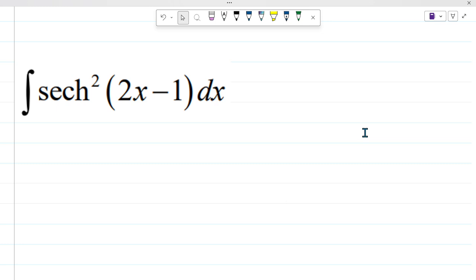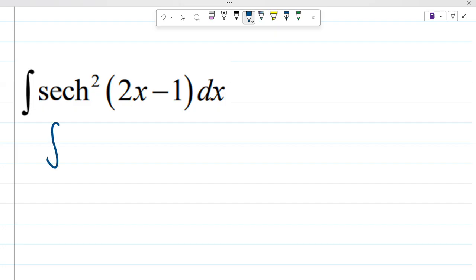So you ask yourself, is there something that was ever differentiated for me to get hyperbolic sec squared? Hyperbolic sec of something squared is there. Yeah, it's there, of course, right? So for us to be able to integrate this, we only need to make sure that we have the derivative of the argument next to this hyperbolic function. So that's what we're going to do. Let's rewrite this nicely first.